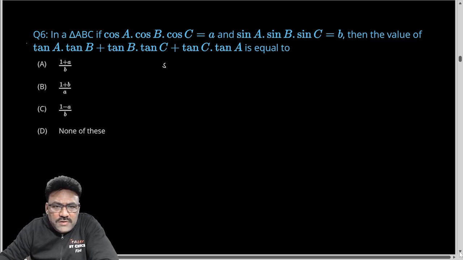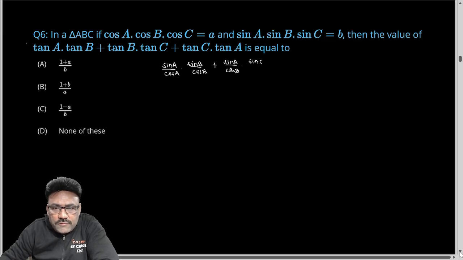Let's convert these in terms of sine and cos. I can write it as sine A by cos A into sine B by cos B, plus sine B by cos B into sine C by cos C, plus sine C by cos C into sine A by cos A.